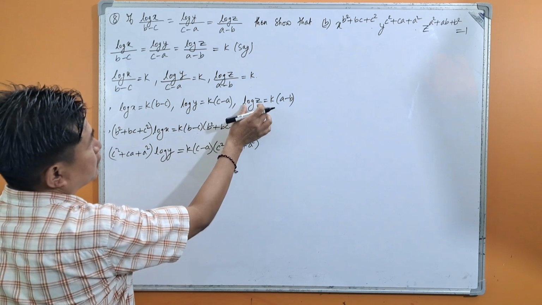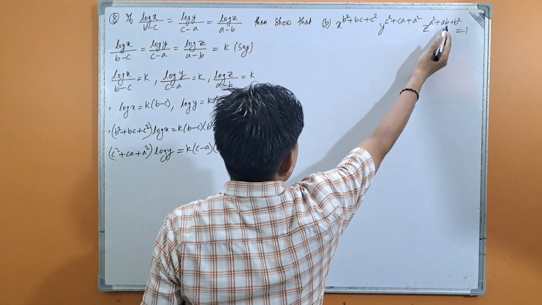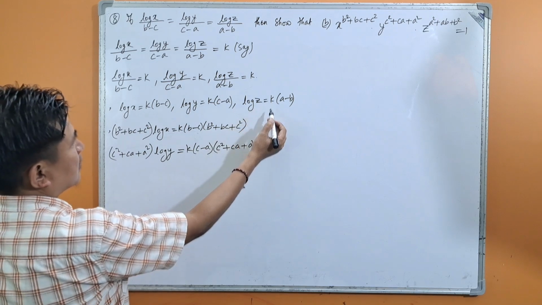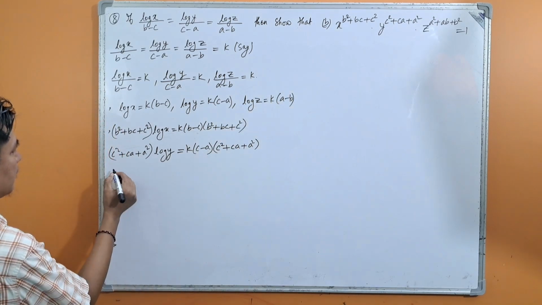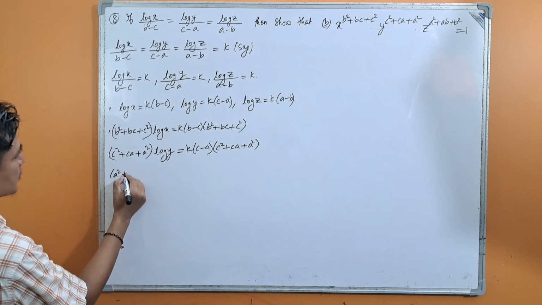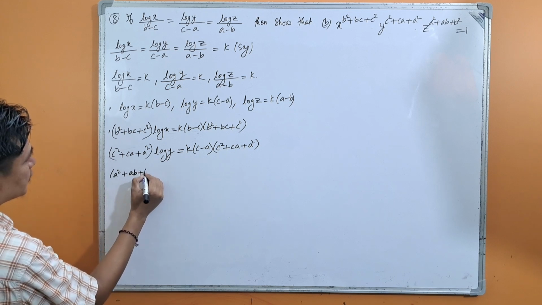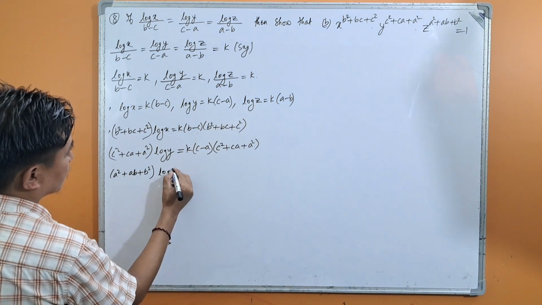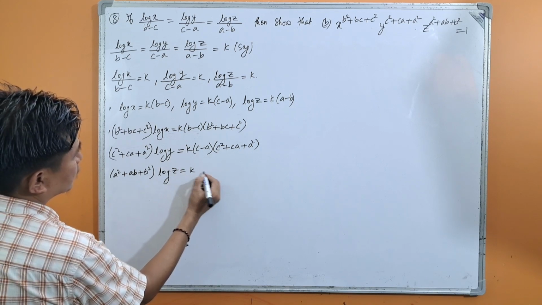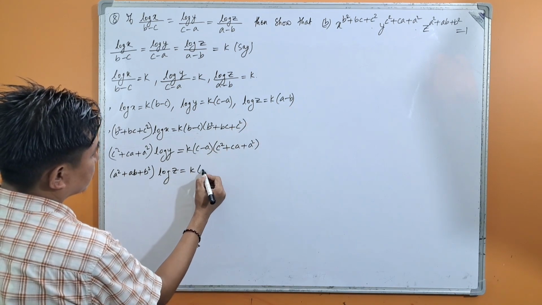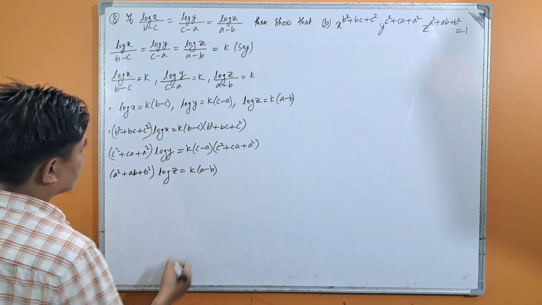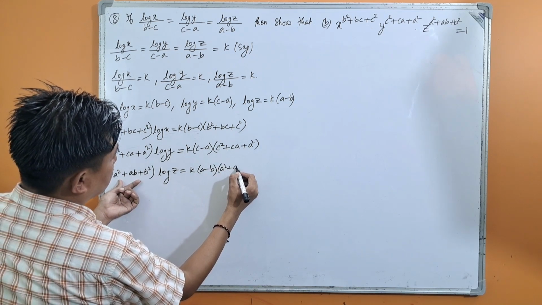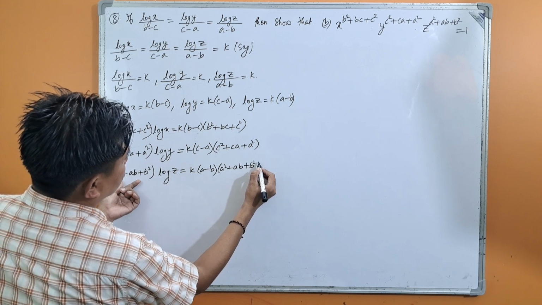Same thing we do here. We have a square plus ab plus b square. So let us multiply both sides of this equation with a square plus ab plus b square. Okay, a square plus ab plus b square into log z equal to k into a minus b was already there. Now we multiply with this number, a square plus ab plus b square.